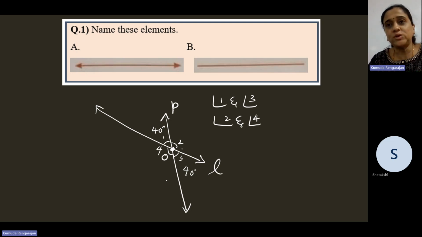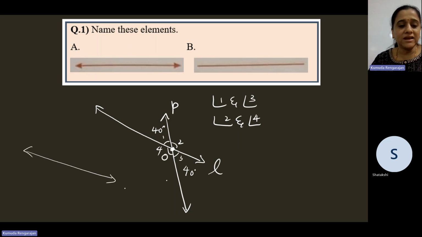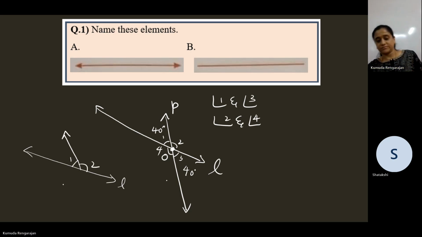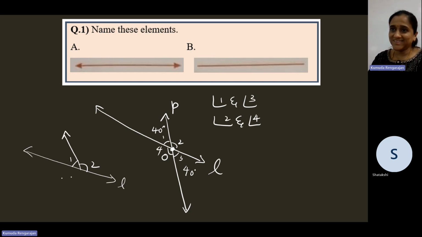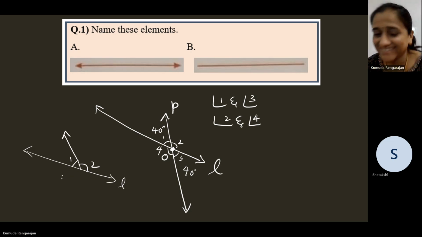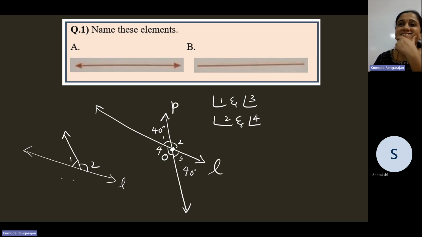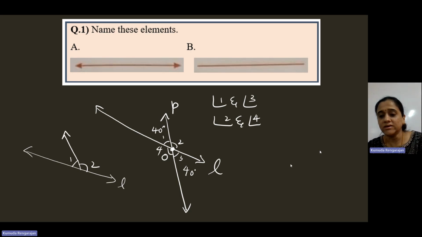Now, 1 and 2 form a linear pair. Why? Because line L and there is a ray, and you see angle 1 here and 2 here. No nodding head simply. Now, angle 1 plus angle 2 is equal to 180 because L is a straight line and we see a ray on it. And the two angles are angle 1 and angle 2.